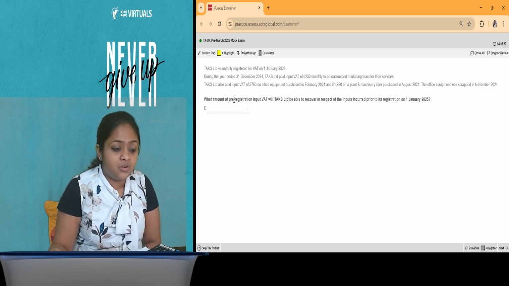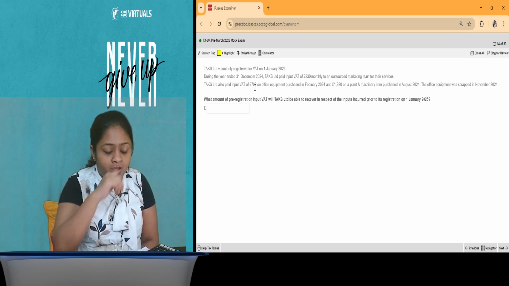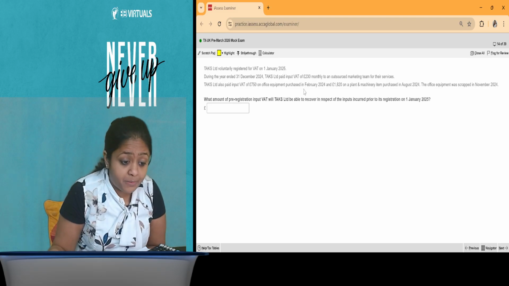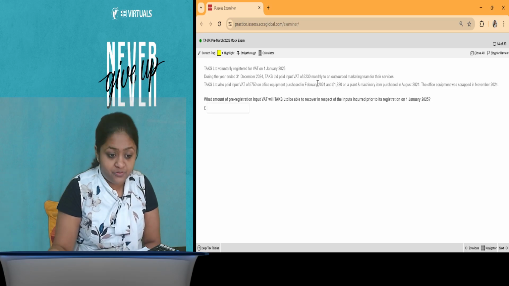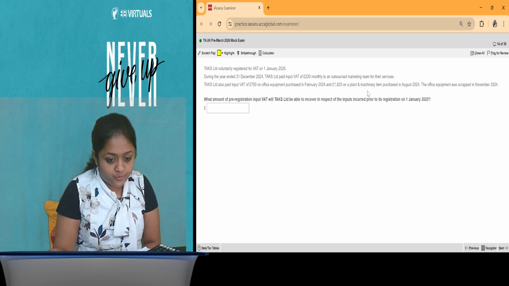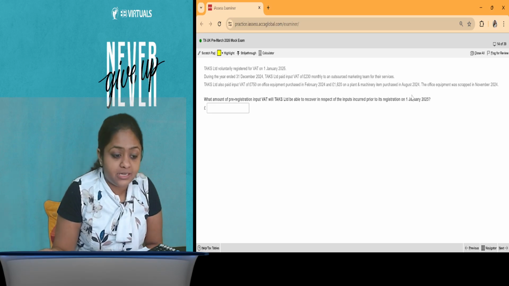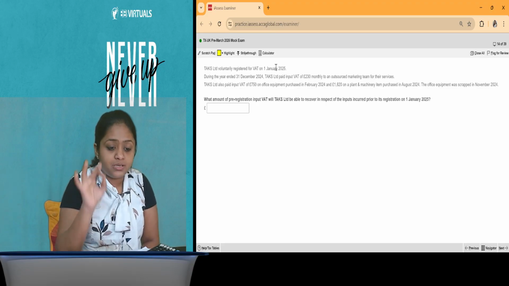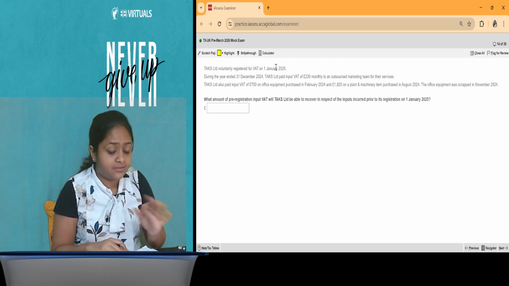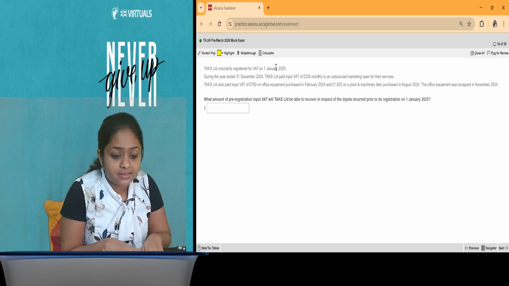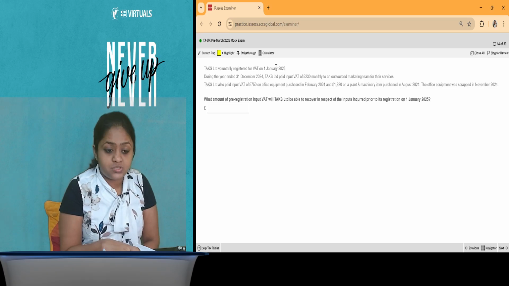Now Tax Limited paid input VAT of 230 monthly to an outsourced marketing team for their services. Tax Limited also paid input VAT of 750 on the office equipment which was purchased in February 24, and 1820 on a plant and machinery item purchased in August 24. Office equipment was scrapped in November 24. That is before registration, it was scrapped, so you will not consider it. You will just consider the plant and machinery item, just like the goods input treatment that we do. So now here 230 is the monthly to an outsourced marketing team. You just take the last 6 months VAT, right?